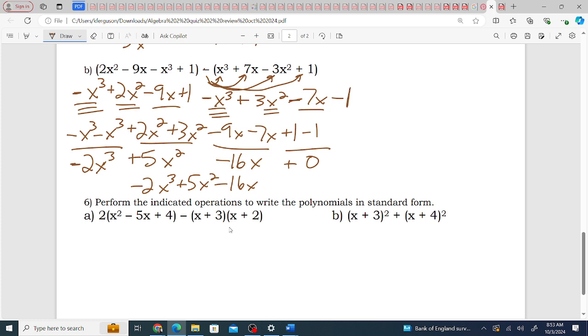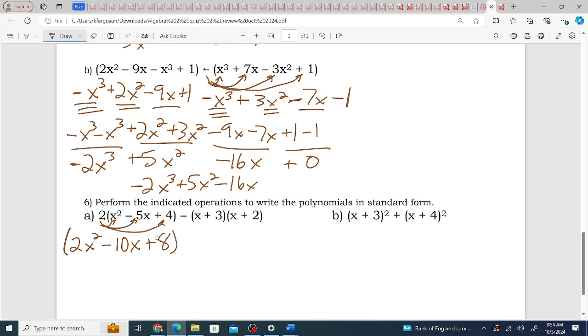So PEMDAS says I do what first? Well, parentheses, so I can do that first. Now, because this is a subtraction problem, I can multiply the first thing, I can multiply the second thing, then subtract, and it's okay. I don't have to worry about doing this first and then do that. So I'm going to distribute the 2. So that's 2x to the second power minus 10x plus 8. Does everybody follow? Just multiplied everything by 2.